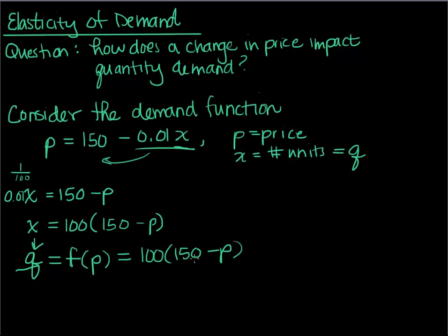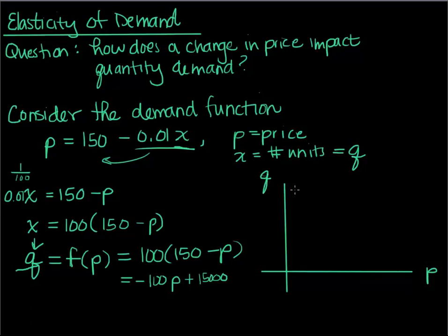Notice this guy right here is just a line. If you rewrote this, it would be negative 100P plus 15,000, right? So this is just a line that has a negative slope. Now, if we look at demand, and if you're taking other business classes, you probably know this more than I do, if I look at my price and my quantity, maybe it's not always linear, but it's definitely a decreasing function.